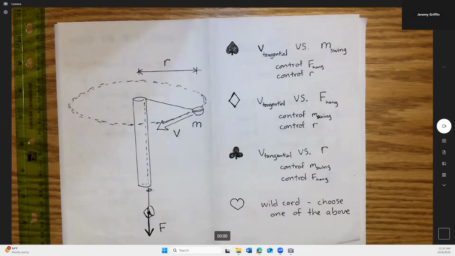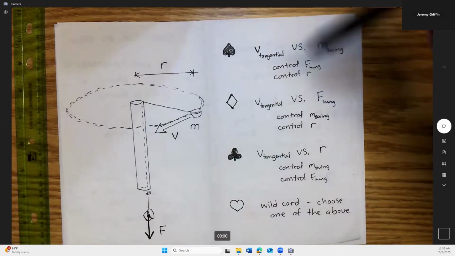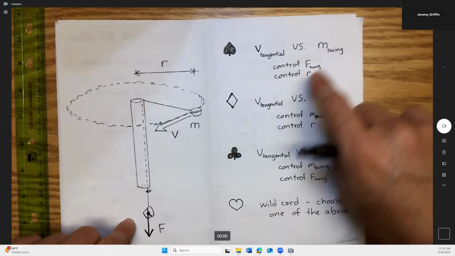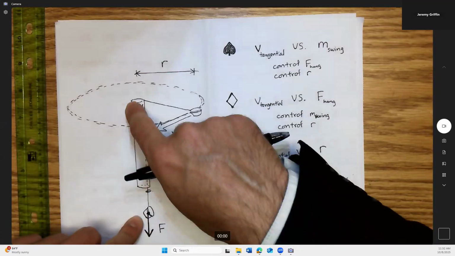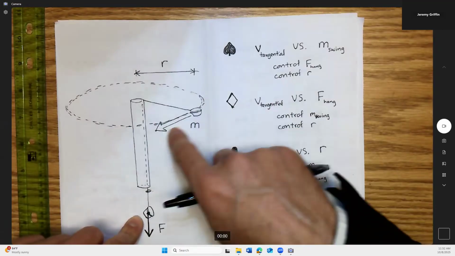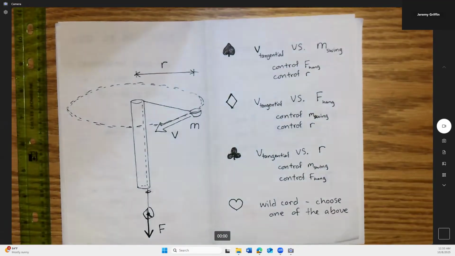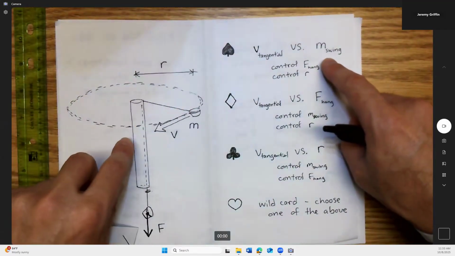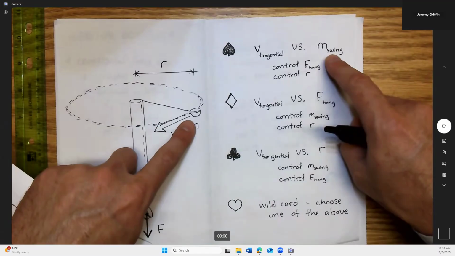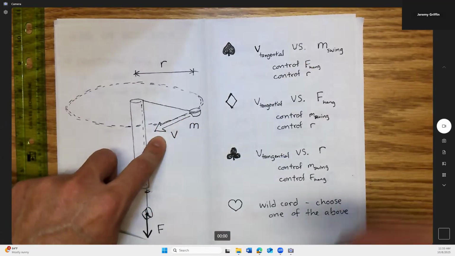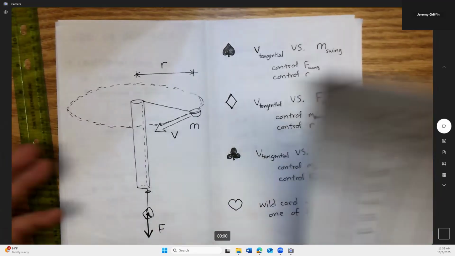Let's split you up into different experimental groups, starting with the spades. The spades were keeping this weight controlled. Is this weight equal to the tension in the string? Yes, same force, holding the circle. We'll call that centripetal force. You were controlling that and the radial size, and changing the swinging mass, this top canister mass, and seeing how that affected the speed needed to maintain this setup.